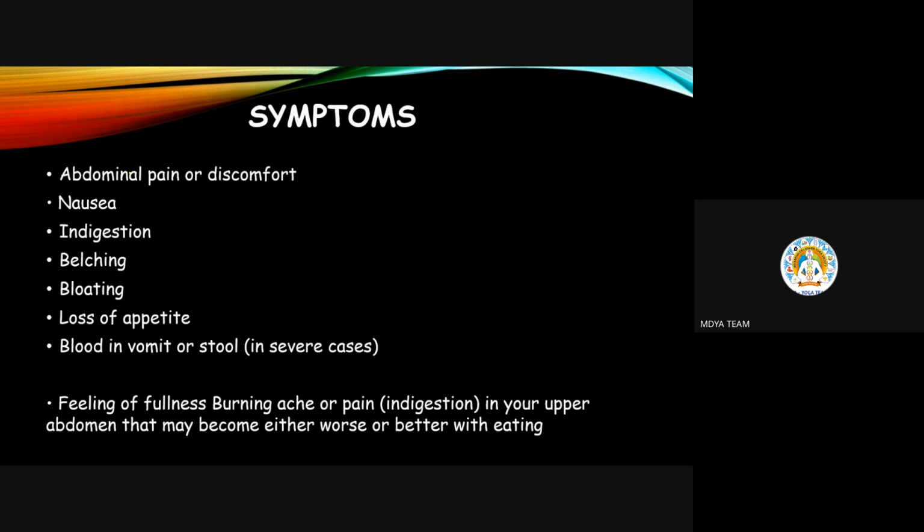What could be the symptoms? Abdominal pain or discomfort, in the region where the problem is, of course. Nausea, a feeling of vomiting, and even vomiting could happen. Indigestion, they will not feel good and food is not digested properly. Belching, bloating, gastric feeling, and loss of appetite. You will have less urge for eating food. Blood in the vomit or stools. In severe cases this could happen, that blood will come because inflammation is there. Breakdown of the lining will happen.